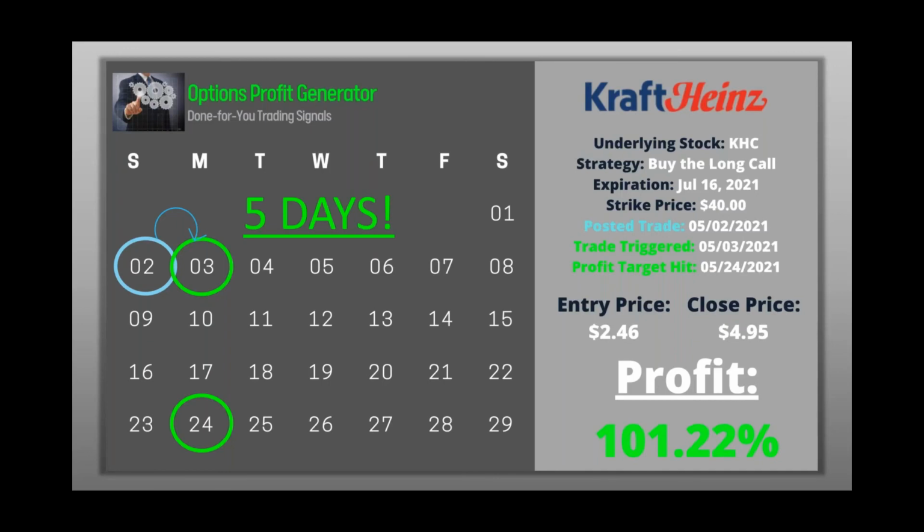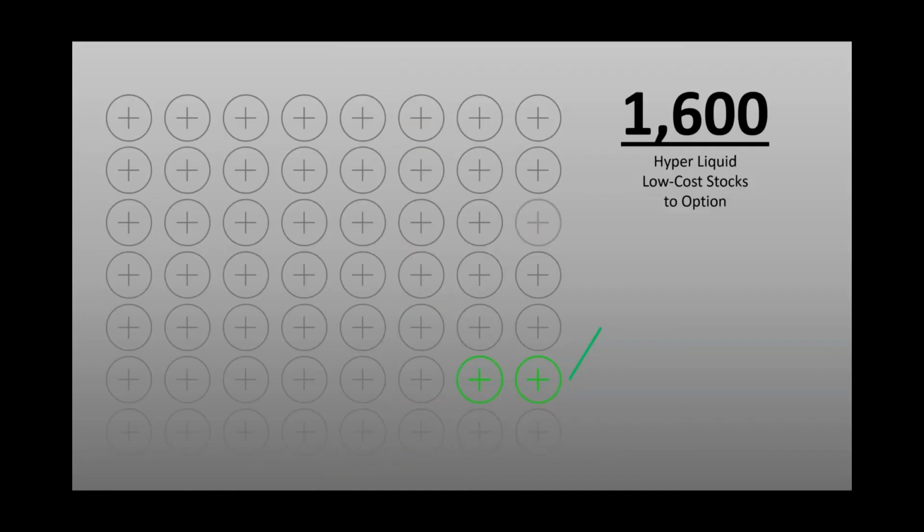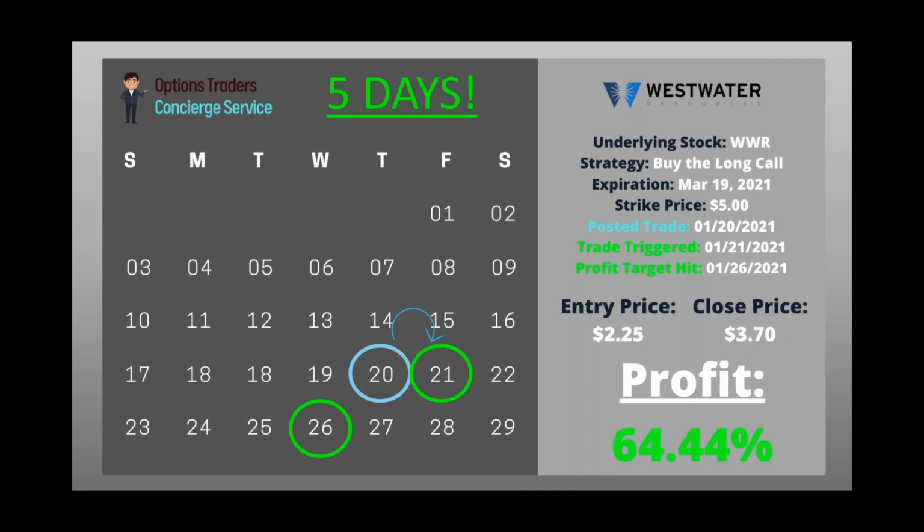We are looking at a very specific list of stocks, low cost stocks. These are all stocks with share prices less than $5, so it's affordable no matter what account size you have. The average share price is $1.85. We leverage momentum and trend, which is what's found in the checklist. Here's another example of what breakouts look like. When these things break, they break. That's 5 days, 64% on Westwater Resources.